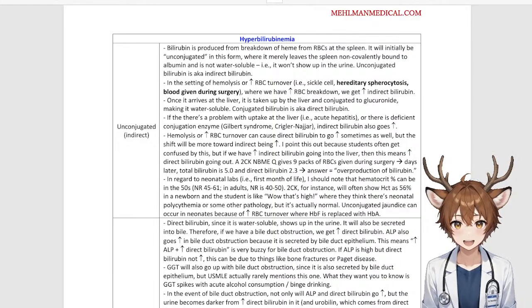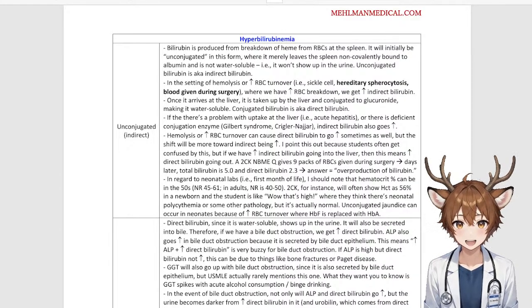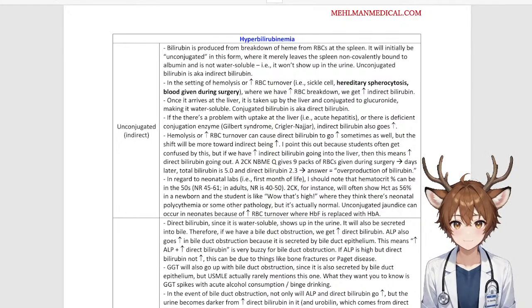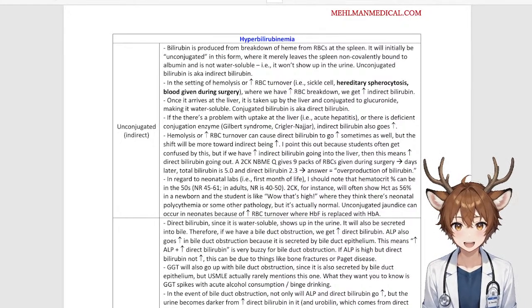A Step 2 CK NBME question gives nine packs of RBCs given during surgery. Days later, total bilirubin is 5.0 and indirect bilirubin is 2.3. The answer is overproduction of bilirubin.